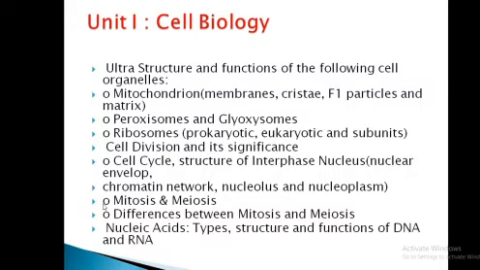In the case of the nuclear envelope, it contains chromatin, different kinds of proteins, and within the nucleus there is a nucleolus and nucleoplasm. Apart from this, there is the difference between mitosis and meiosis, and the types of structures and functions of the different biomolecules, that is DNA and RNA.